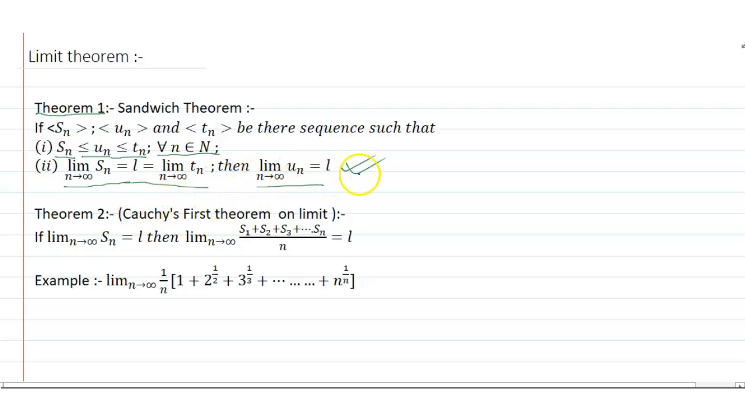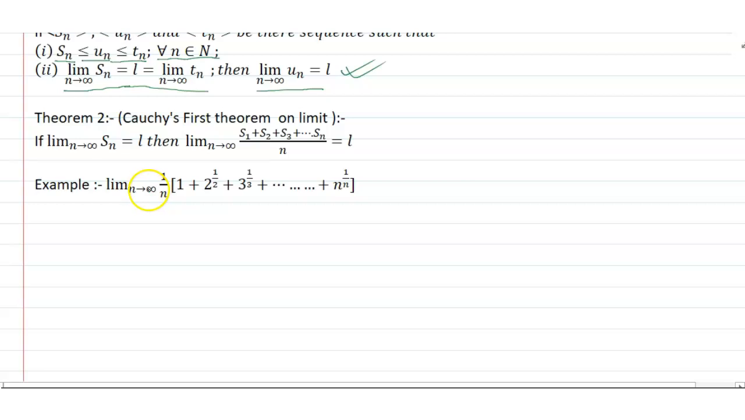Friends, I do not give examples because you can get a lot of examples from the book of real analysis. I just discuss the sandwich theorem in this video, but I will give examples in my next video when I publish it.